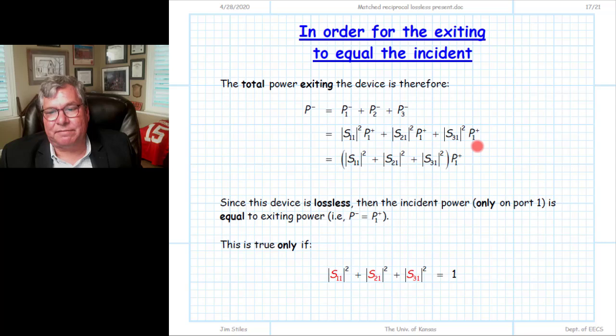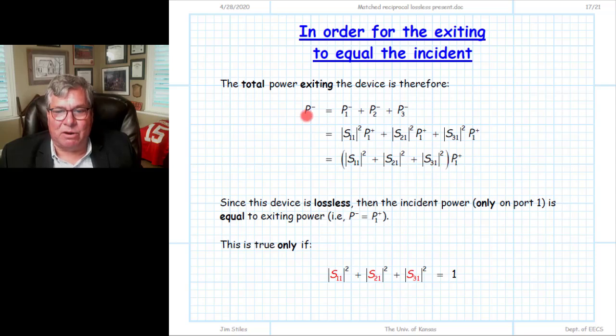And then if the magnitude squared of S31 is equal to 0.2, then the remaining 20% of the power incident on port 1 is scattered out of port 3. In that case, if I add the 3 percentages together, and again we're just using the associative property and pulling out the incident wave.